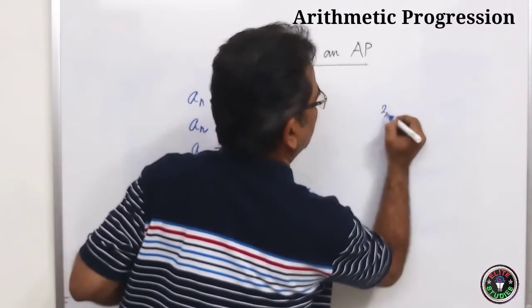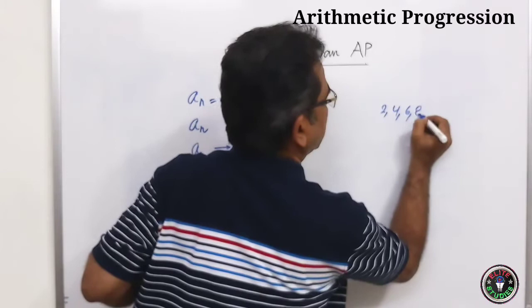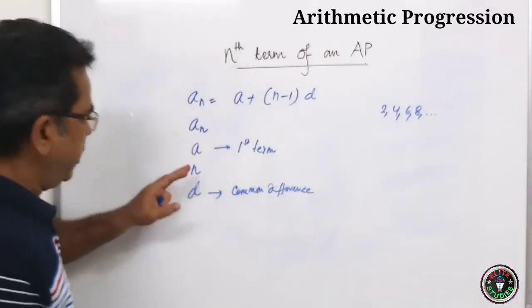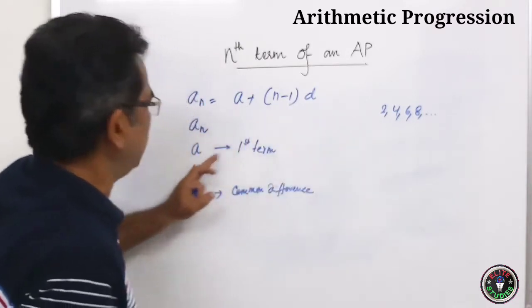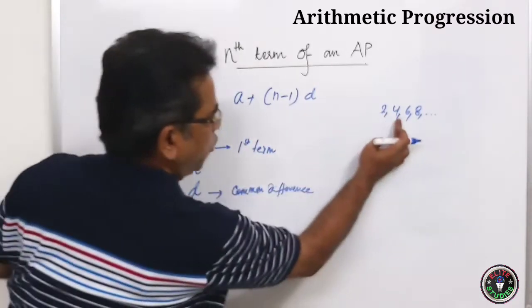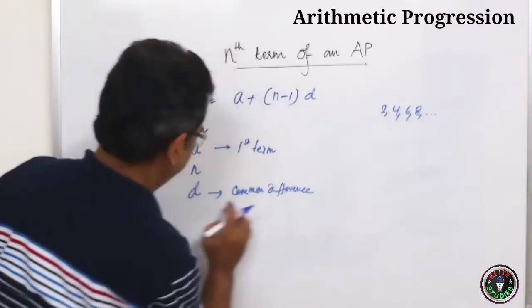Suppose I write 2, 4, 6, 8, this is the AP. Now what is this a? This is the first term, a is here 2, which is represented by a. And what is d? 4 minus 2 is 2, 6 minus 4 is 2. The common difference is this one, d.